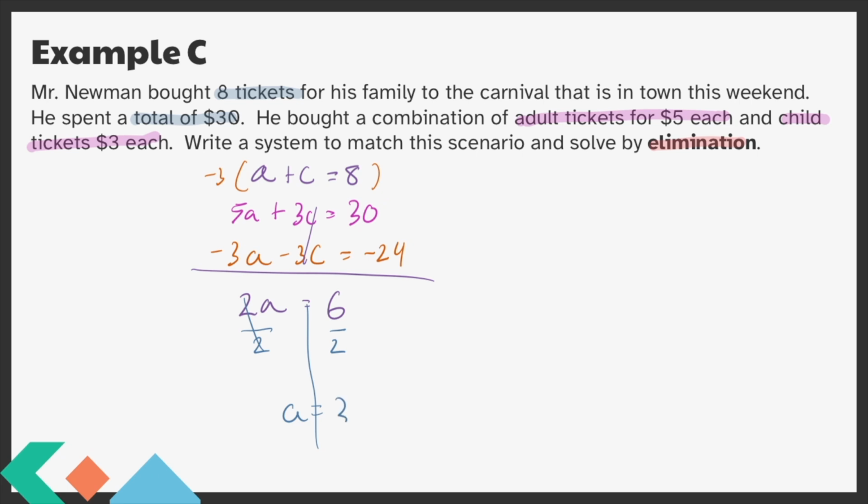It means there's going to be 3 adults there. So that's easy to plug back in, because I end up with 3 plus c is going to equal 8. I know that just subtract 3 on both sides, and we know that we have 5 children joining us. And we check that to make sure it's right.